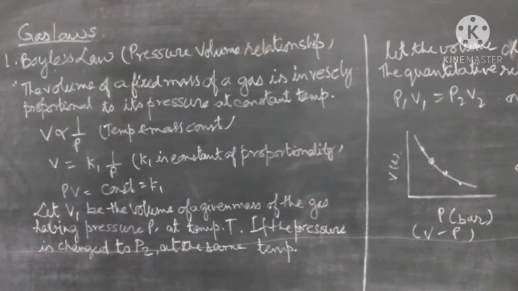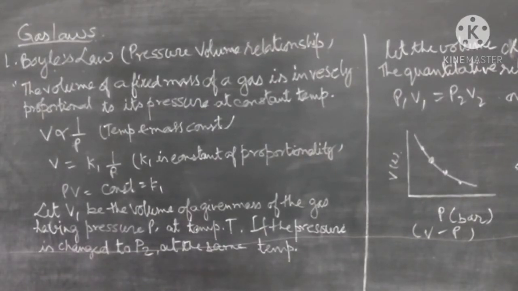Good morning, children. Now we will study some laws related to gases. To describe gases, we need the relationships. We have seen the measurable properties like mass, volume, temperature, and pressure. These four properties are required to describe a gas, and that's why we have to find out the different relationships.